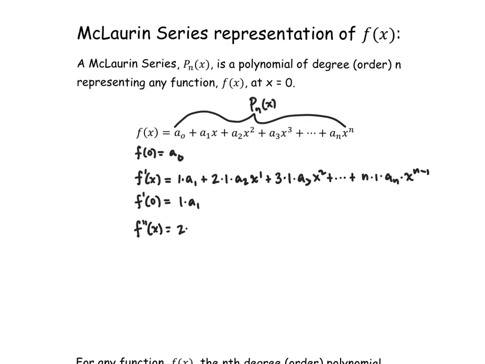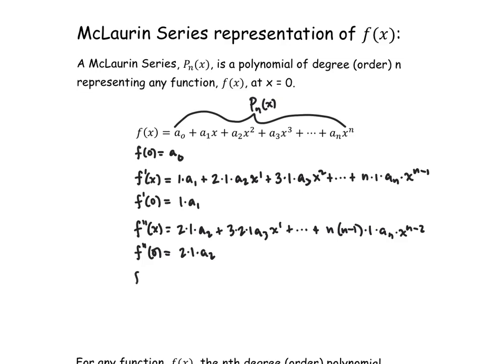Second derivative: a sub 1 disappears. We get 2 times 1 times a sub 2. The next term becomes 3 times 2 times 1 times a sub 3 x to the first, all the way out to n times n minus 1 times 1 times a sub n times x to the n minus 2. So the second derivative, evaluated at 0, comes out to be 2 times 1 times a sub 2.